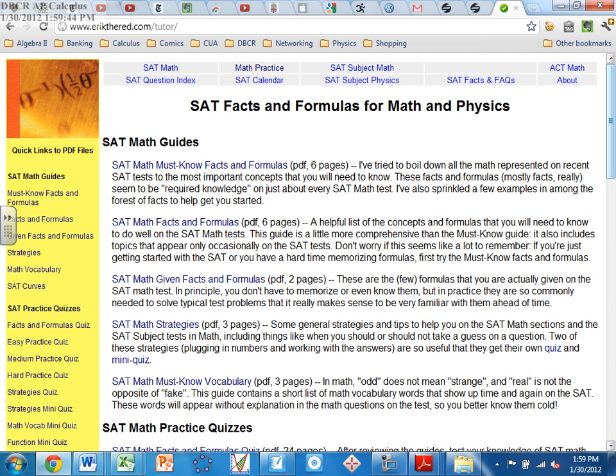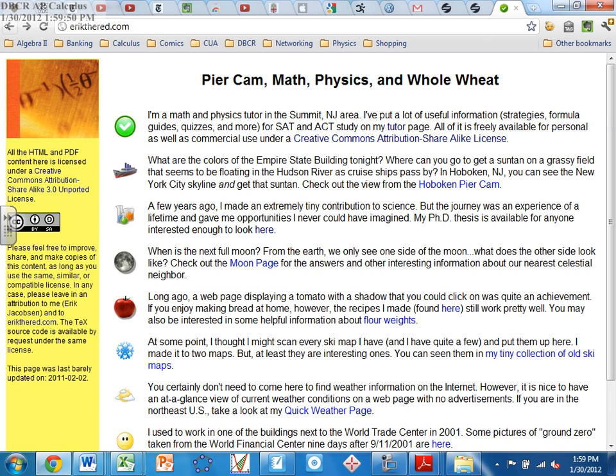Whenever you see Eric the Red at the bottom of the document, that's the acknowledgement that we're using that portion of this interactive website. And as you can see, all of it is freely available for personal as well as commercial use under a Creative Commons Attribution Share Alike license, which we are following.